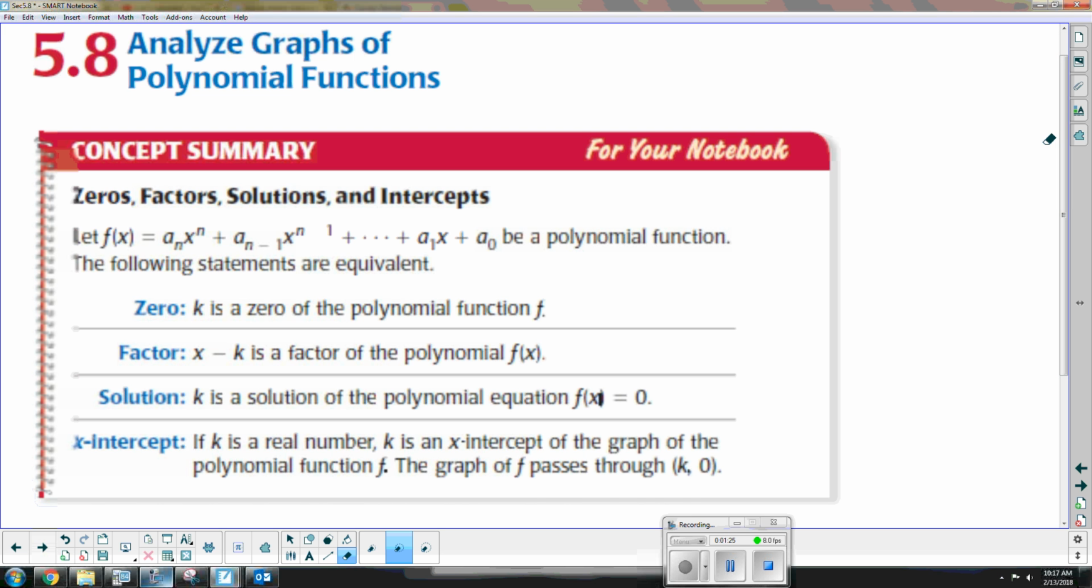So we've been talking about zeros, factors, solutions, and intercepts. And if the polynomial function is set to 0, then k is anything that makes that statement true. So k is a 0 of a polynomial function. That means that x minus k is a factor. That means that k is a solution when it's set equal to 0. And it means that that's the point where y is 0. k is then the x coordinate. So if k is a real number, then that's where the graph intersects with the x-axis.